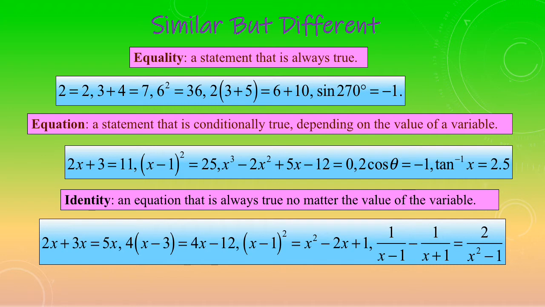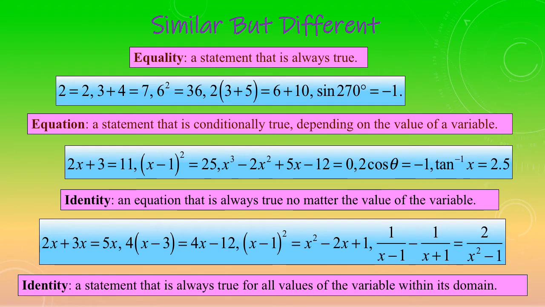And 1 over x minus 1 minus 1 over x plus 1 is equal to 2 over x squared minus 1. This too is an identity, and you can show this algebraically. In the last example, it could be argued that this is not an identity because it is not true for all values of the variable. X cannot be 1 or -1, as it will make denominators equal to 0.